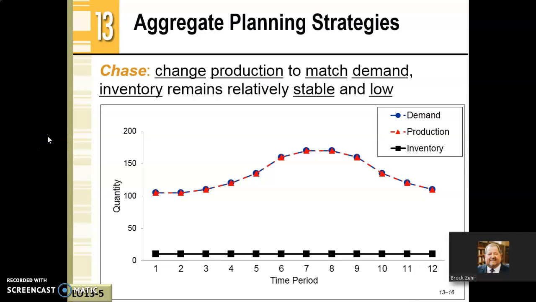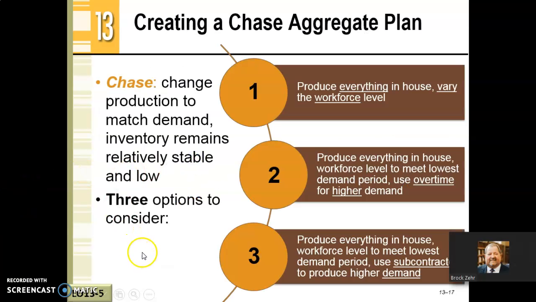A second production strategy we can employ is the chase strategy, and that's where we change production to match demand and inventory remains relatively stable and low. So here you can see blue is the demand, red is the production. We just produce what demand requires from month to month, and inventory remains the same. We don't add to inventory much, and we don't draw from inventory because we're always producing to demand. So with chase, you change your production to match demand, inventory remains stable and low.